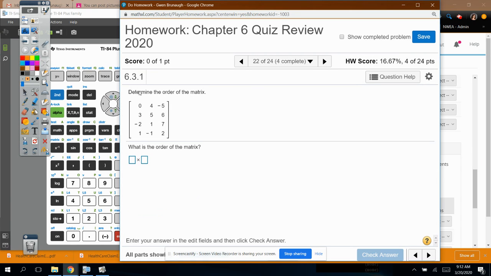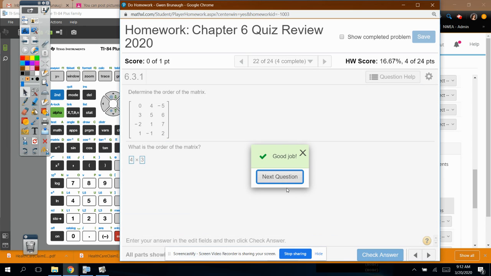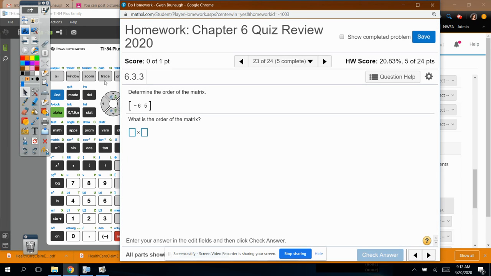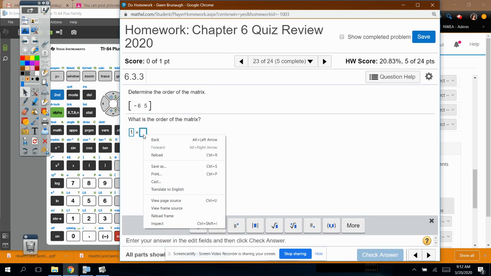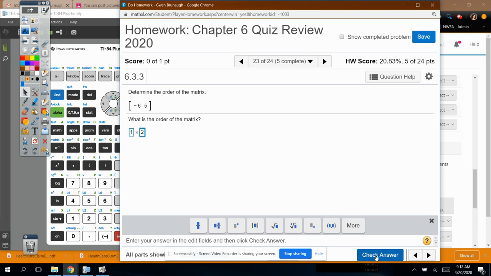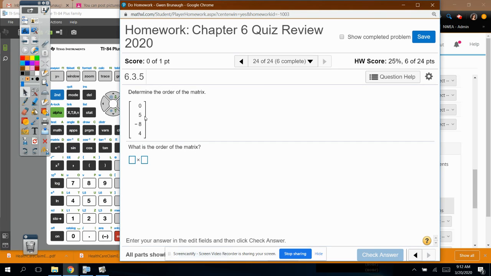All right, moving right along to the order of matrices. They just want the size, rows by column. There are 3 columns here and 4 rows, so this would be a 4x3. Rows by column. Sometimes it's harder when there are just small ones. This will be a 1x2. And then the last one, just 1 column, but there are 1, 2, 3, 4 elements, so this would be a 4x1.